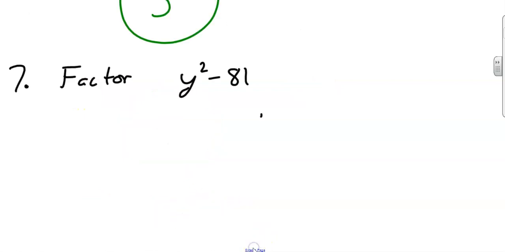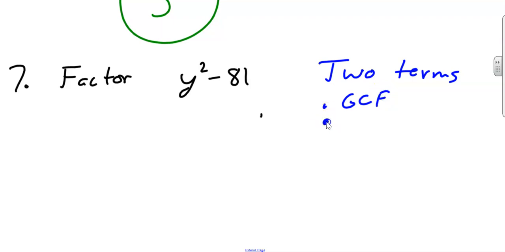Okay, y squared minus 81. If it says factor, the first thing I would do is count how many terms you have. You've got 2 terms. And if it's 2 terms, the very first thing you always look for is their greatest common factor. There's not one.